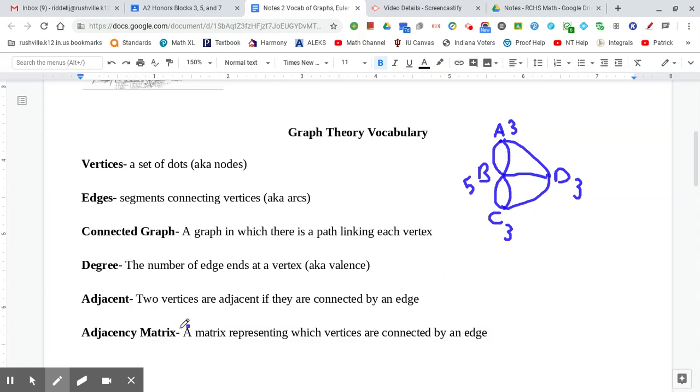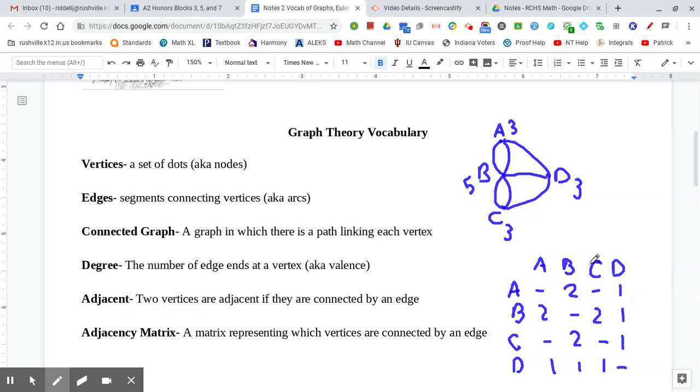Then we can create what's called an adjacency matrix, which could be given to you as well, and you could be able to draw a graph based on the adjacency matrix. So now I'm going to make the adjacency matrix for our graph.